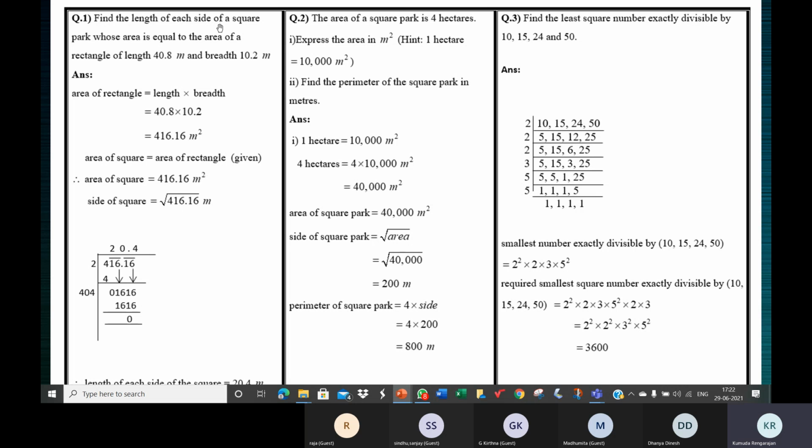So find the length of each side of a square. We have to find the length of each side of the square park, whose area is equal to the area of a rectangle. So whatever is the area of the rectangle is the area of the square park. The park is square in shape. This is a rectangle. There are two different shapes. One is a square, the other is a rectangle, but their areas are the same.